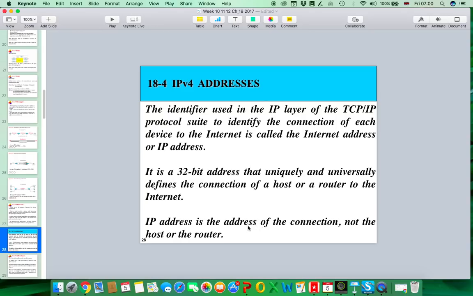So the IP address is the address of the connection, and not the host or the router. Always remember it's the connection to the network and not the device itself. So if the device has 5 connections to 5 different networks, it will have 5 different IP addresses.